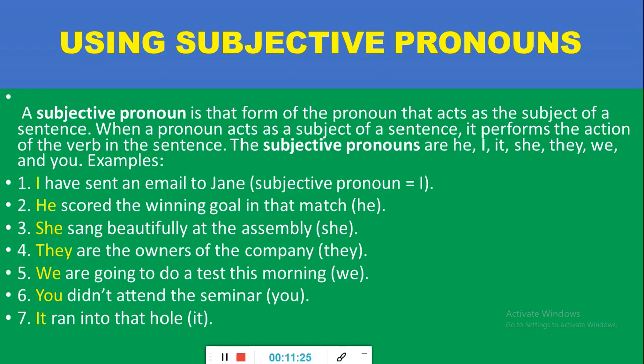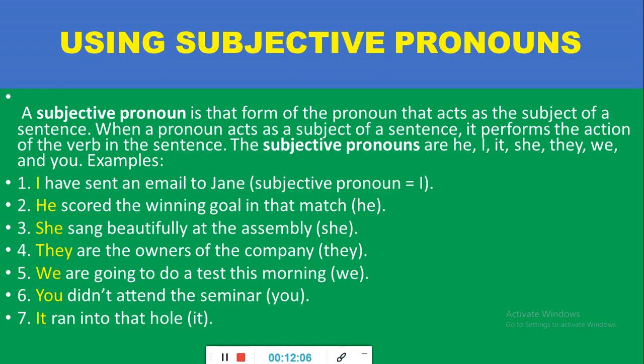All right? Then sentence 5, we are going to do a test this morning. We is the subject here because we refers to the people we are talking about, and they are the people also going to perform the action of doing a test. All right? Then sentence 6, you didn't attend the seminar. The subjective pronoun here is you, because you is the doer of the action, or the person who was supposed to perform the action of attending the seminar.